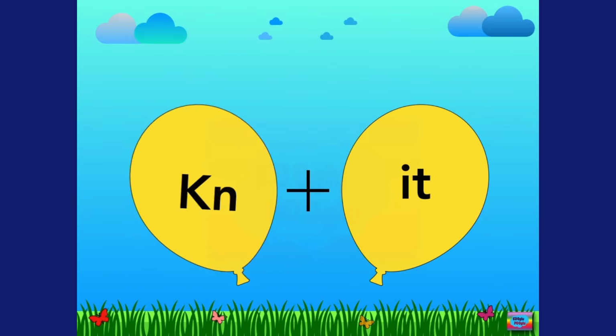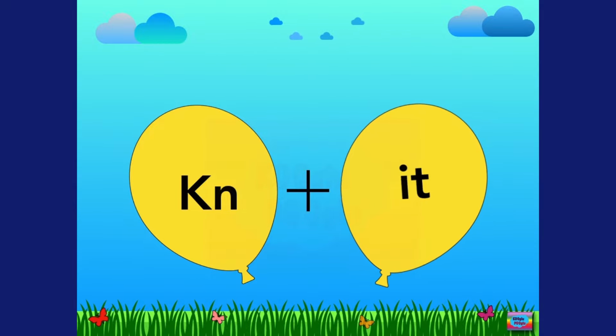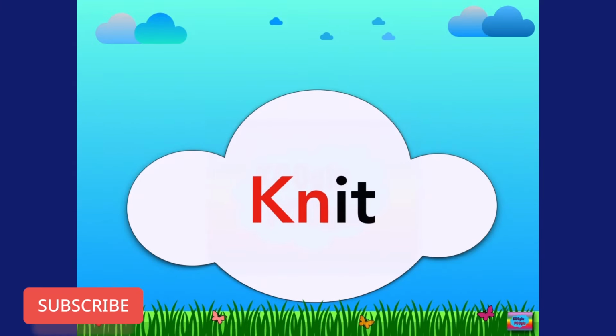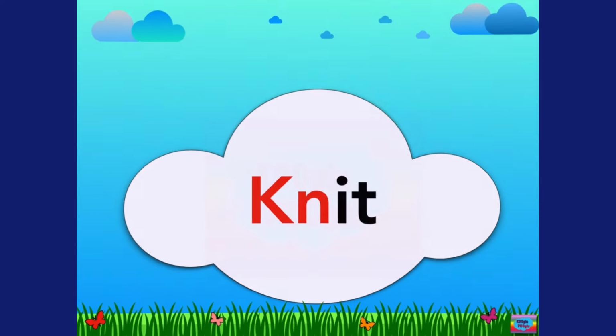Na plus it equals knit. Knitting is basically a type of stitching. It's really fun to do. Have you done it? Knit.